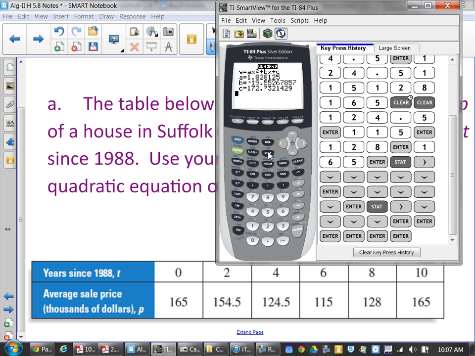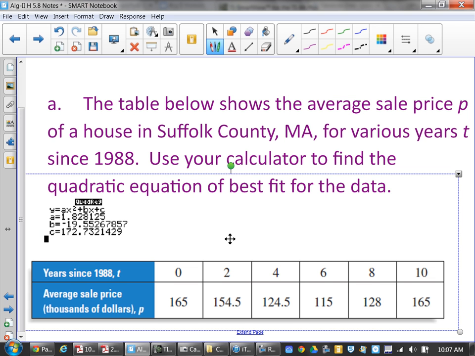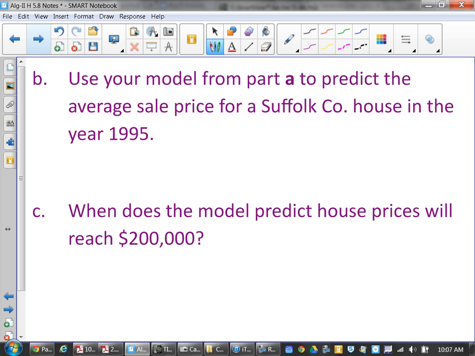Now, take these A's, B's, and C's, and when you write out your equation, because we're going to use the table then to figure out the next parts, make sure you round out to 2 decimal places, okay? So I'm going to take this to the next screen, because that's where the next question comes in, where it's use your model to predict average sales. When does the model predict the house price will reach 200,000? With the 2 decimals, you said?